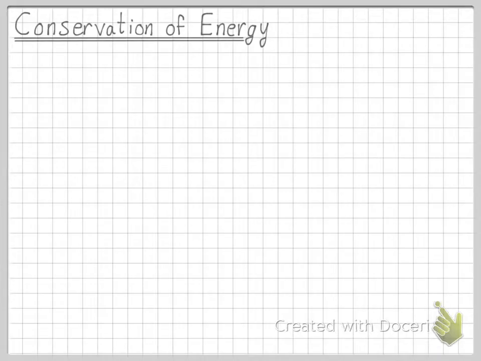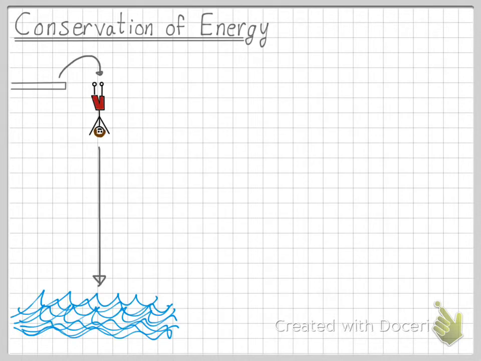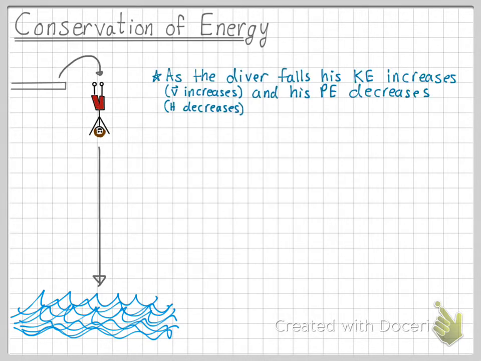So this video is going to cover an introduction to conservation of energy. And to introduce this topic, we are going to talk about a diver that falls off of a diving platform and lands in the water below. As the diver begins to fall, his kinetic energy increases because his velocity increases, and his potential energy decreases because his height above the water decreases as he falls.